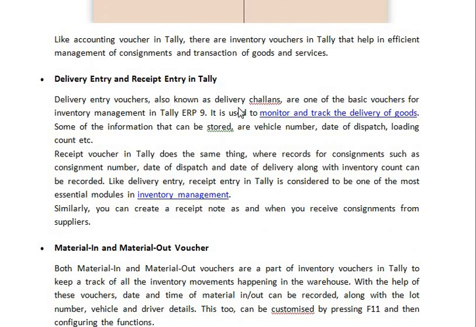Delivery entry voucher is also known as the delivery challan, one of the basic vouchers for inventory management. It is used to monitor and track the delivery of the goods. In the same way, the receipt voucher in Tally does the same thing, where records of the consignment such as consignment number, date, dispatch will be recorded, which is very important for inventory management. Similarly, you can create a receipt note as well as receive consignments from your suppliers. All these things we can enter here.